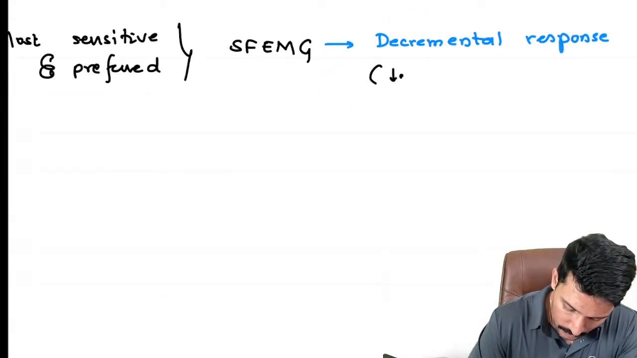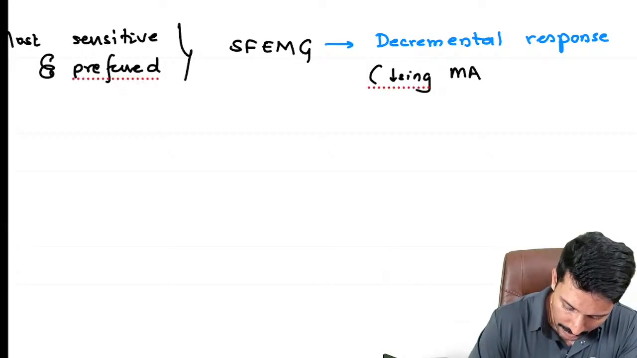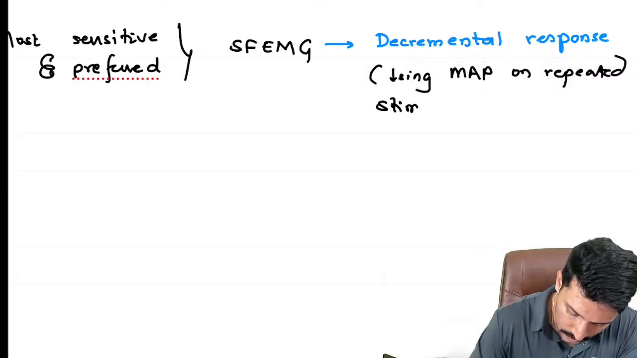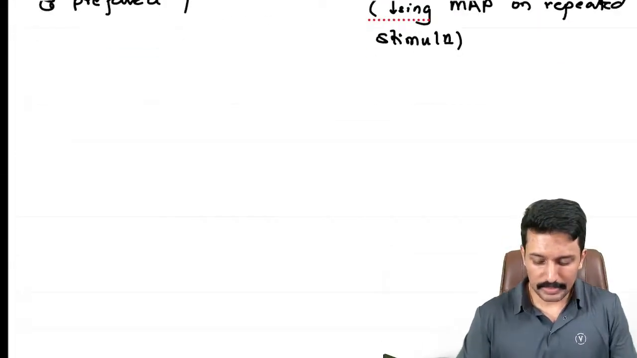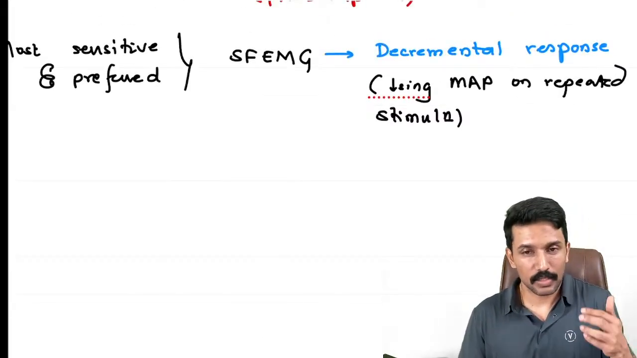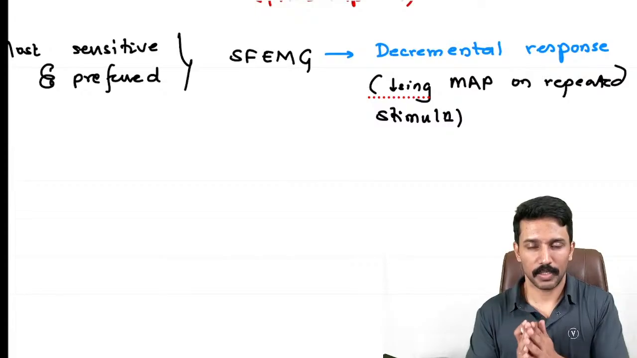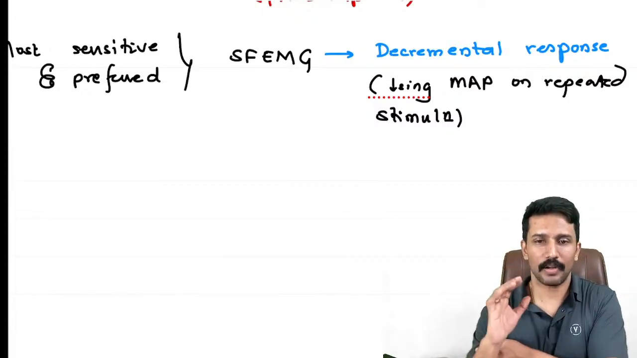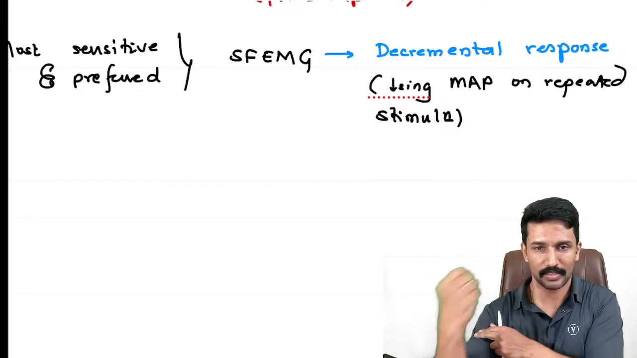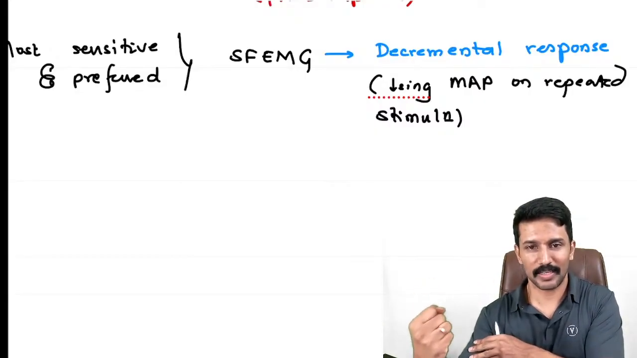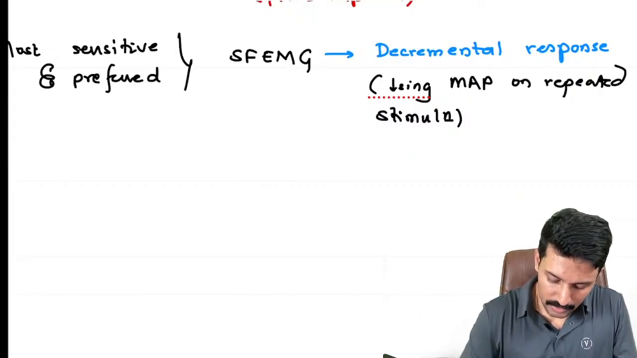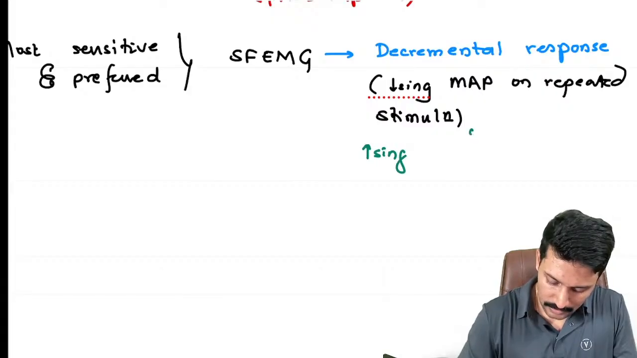Decremental response means decreasing muscle action potential on repeated stimulation. But some books, especially the Prepladder ones, instead of calling it decremental response, call it increasing jitteriness. What does that mean? If I contract a muscle fully, it's a contraction. But if I fail to contract, it's a jitter. So as I keep stimulating, initially it contracts. But as time progresses, the contraction starts becoming less. So the jitteriness goes on increasing, right? So either it can be mentioned as decremental response or increasing jitteriness.